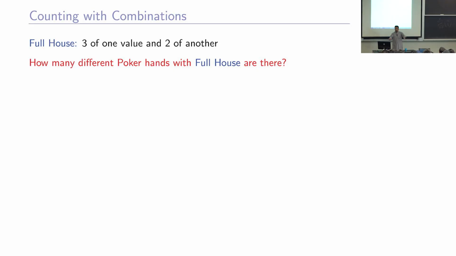But why don't you first take care of the 3 of one value? Why do you go to 2? This is 3 of one value and 2 of another value. 13 into 4 choose 3. Right. 13 into 4 choose 3.